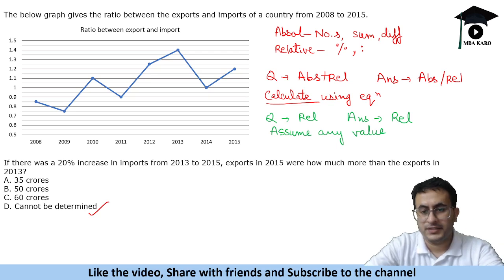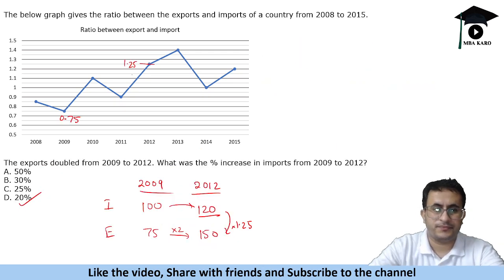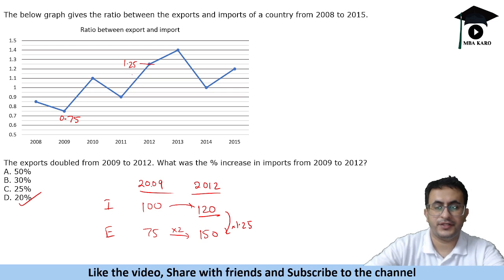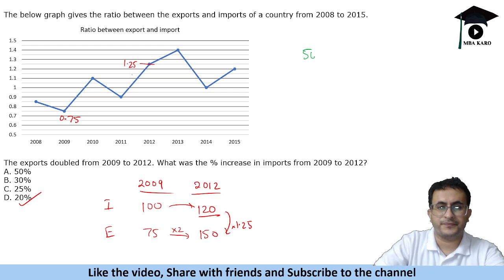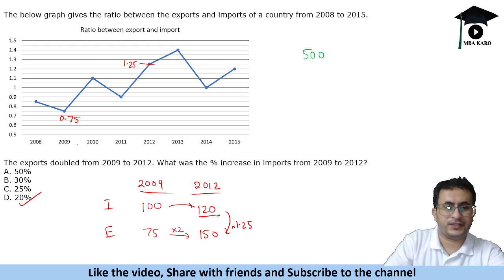Like we did in some of the questions, like this one, right? You can assume any value. Try the same question by putting 500. So if you put 500 here, it said that exports doubled, so we need to find exports. So 0.75 would be 375.